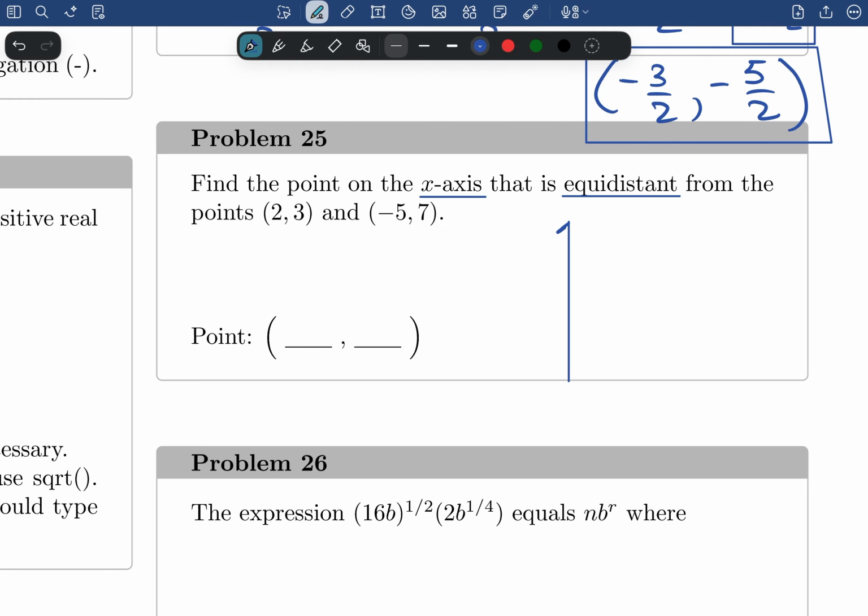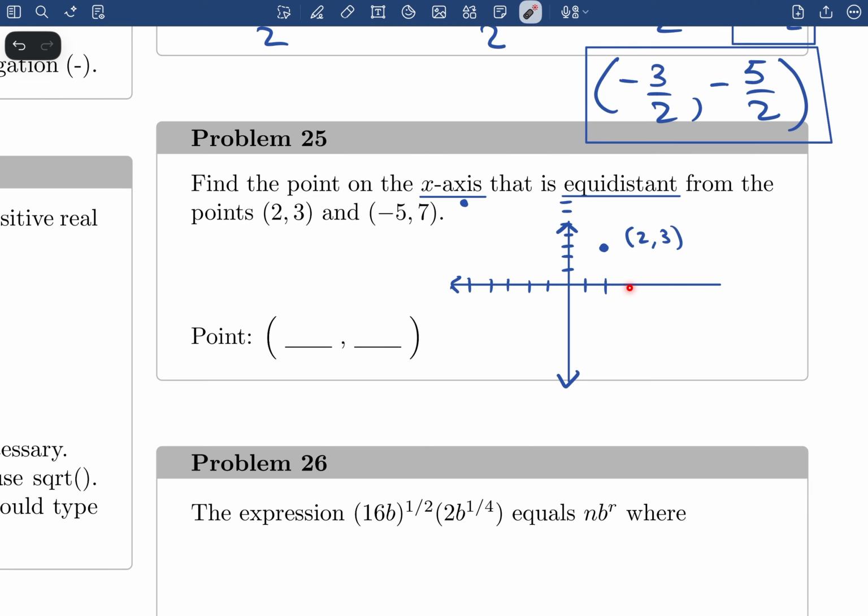So I want to help you see this visually. If I have an xy coordinate system, and I go to 2, 3, 1, 2, up 3, 1, 2, 3. Well, that point is right here in space, 2, 3. And then -5, 7 would be 1, 2, 3, 4, 5, and then up 7, way up here, like that. So the question is, what point lies on the x-axis that is the same exact distance from these 2 points?